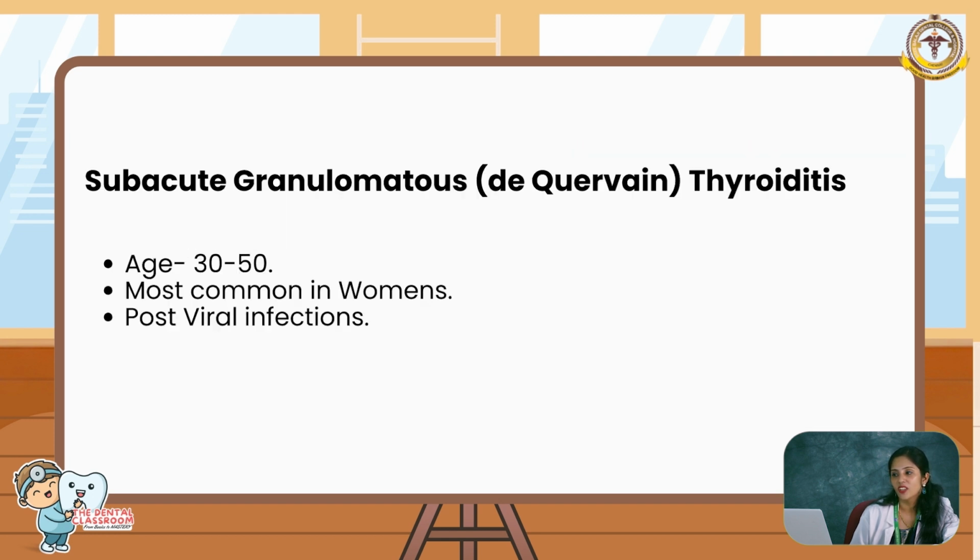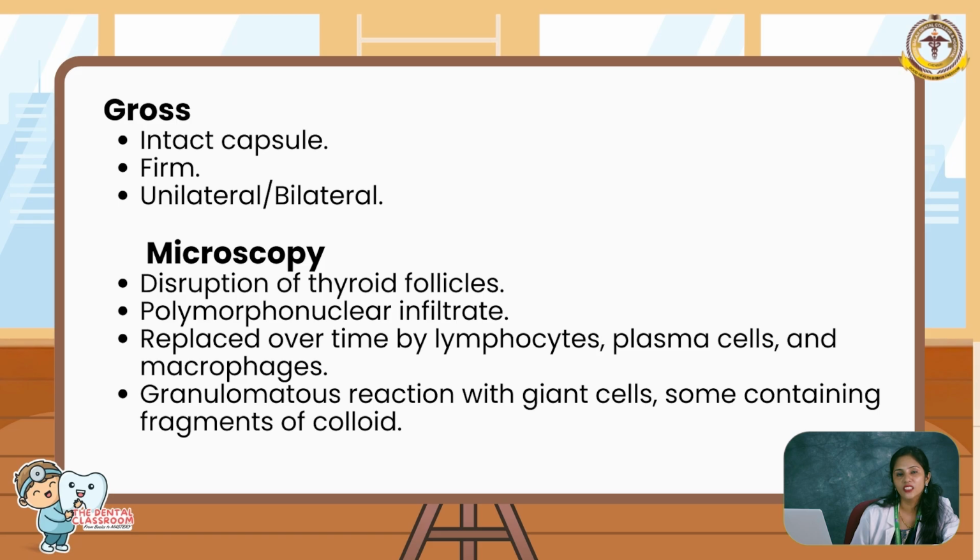What is subacute granulomatous thyroiditis? Again it is very common in middle-aged women. It follows post-viral infections. In gross, you will see a thyroid gland with intact capsule, firm. It can be either unilateral or bilateral. Under microscopy, you will see disruption of thyroid follicles. Initially there will be polymorphonuclear infiltrate. Later it will be replaced by lymphocytes, plasma cells and macrophages, and you will see granulomatous reactions with giant cells.